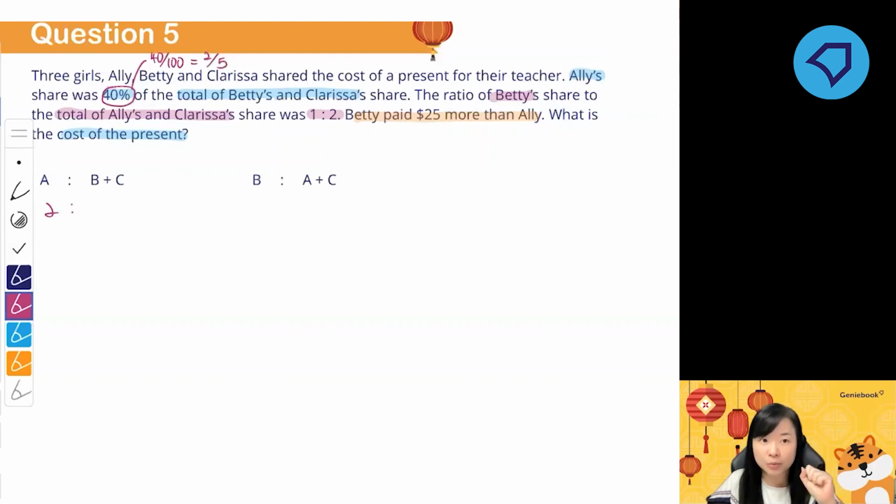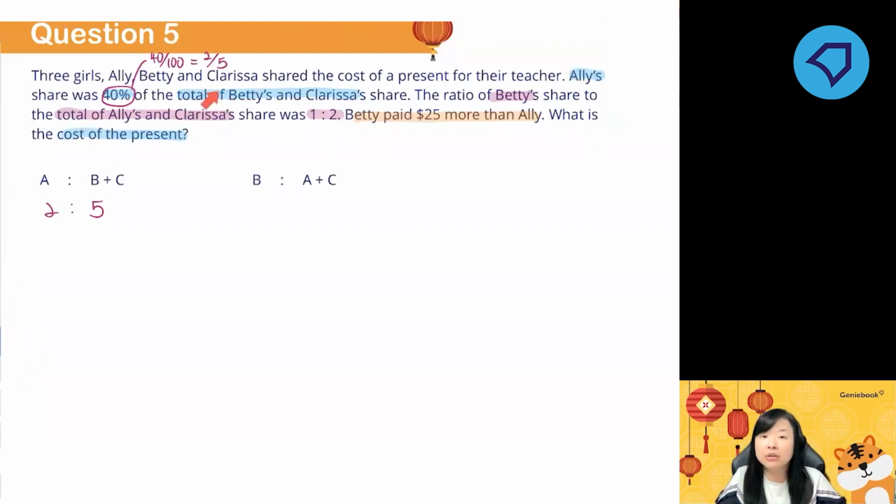Okay, everybody listen to me. If it is 2/5 of the total for Betty and Clarissa, then Betty and Clarissa will be 5. But if it's 2/5 of the total of the 3 of them, then Betty and Clarissa is 3. Understand? Depending on this total. If it's only total for Betty and Clarissa, that will be 5. But if it's total for all 3, then Betty and Clarissa is 3.